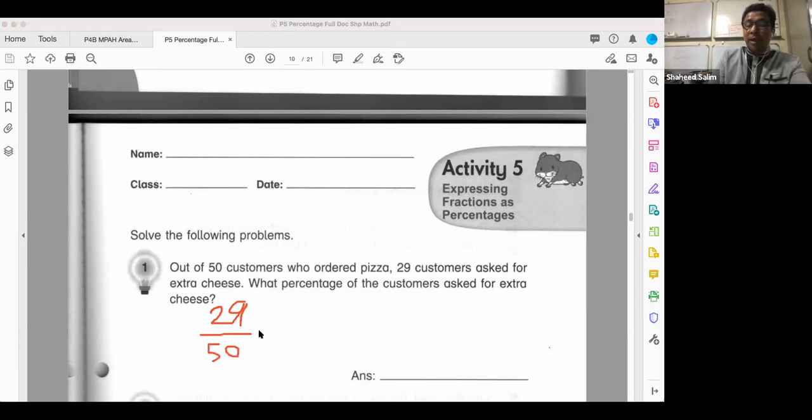You must change this to what? Over 100 first. Times what? 50 times what equals 100? Times 2. So times this by 2. You get 58 over 100. Therefore, this is 58%.